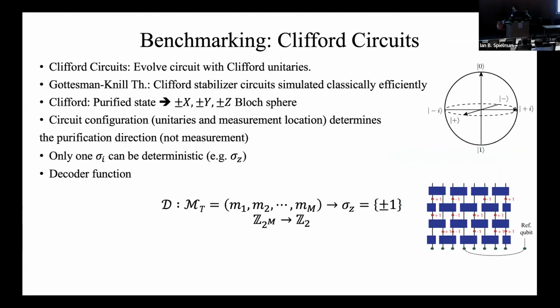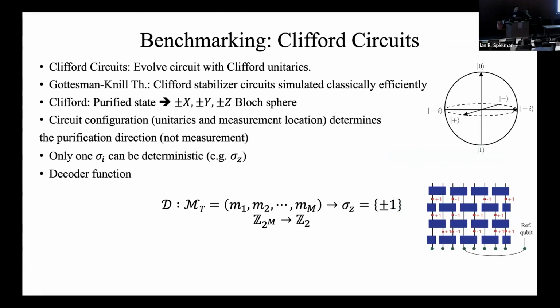So to benchmark our approach, we used initially Clifford circuits. Here the gates in the circuit are chosen from the Clifford group. Due to a theorem by Gottesman and Knill, the time evolution of these circuits can be done efficiently by classical computers, so we can scale it up. And this allows finding the critical exponents with good precision.